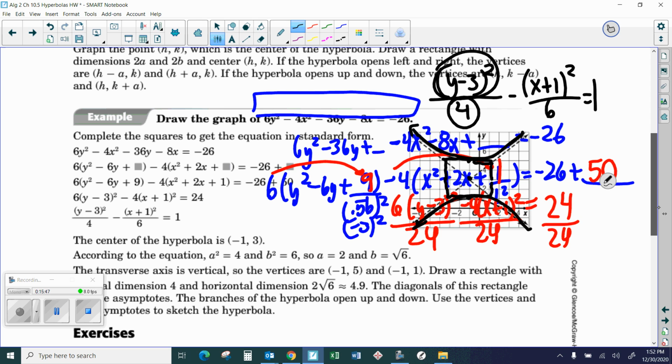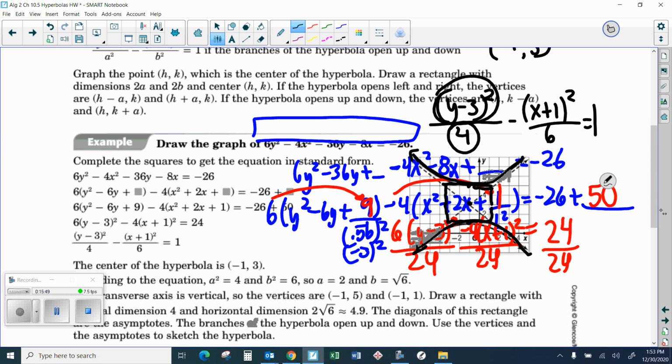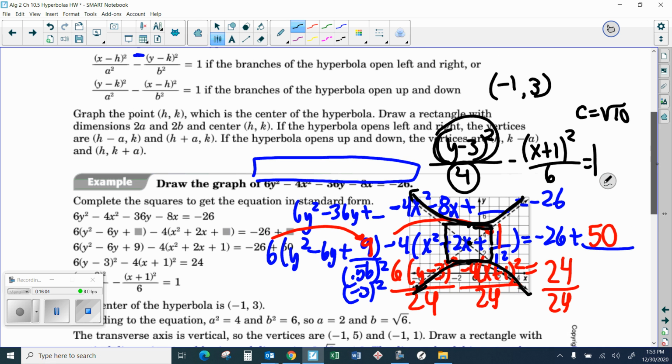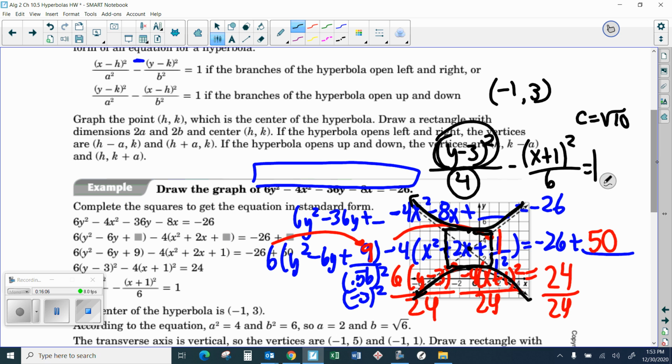So don't forget, for the foci on these, c is the square root of a squared plus b squared. So I'm going to do 4 plus 6 is 10. C equals the square root of 10. Now I have to decide which coordinate of the center I add it to. The center was negative 1, 3. So which do I add? Do I add square root of 10 to the negative 1 or to the 3?